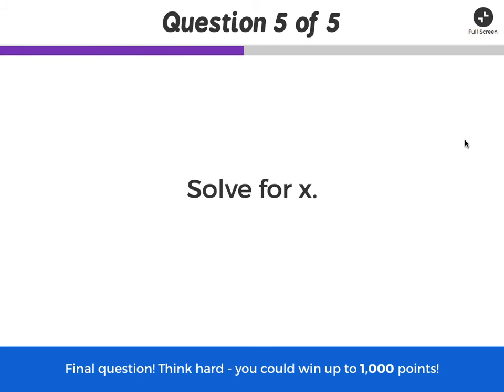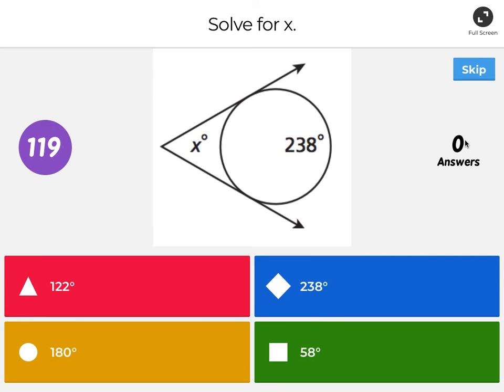Okay, last one. Solve for x. Look, you only have one arc this time. How do you get the second arc? What do those two arcs have to add up to? 360, because it goes around the whole circle, right? To solve for that arc, you have to subtract from 360.